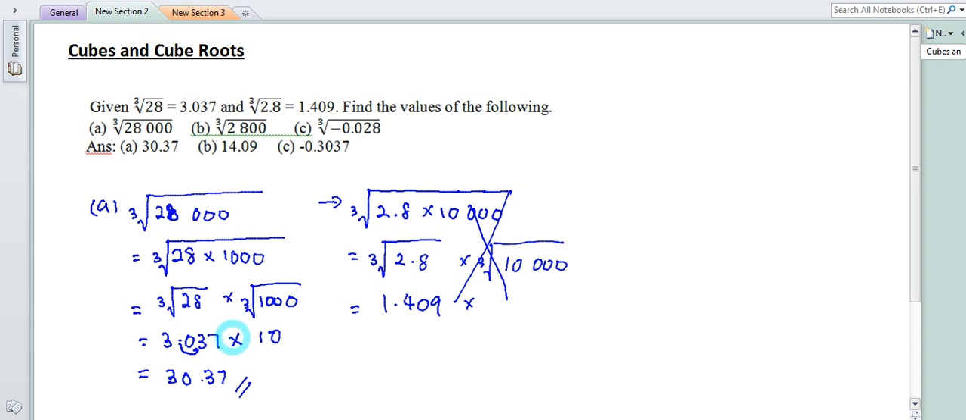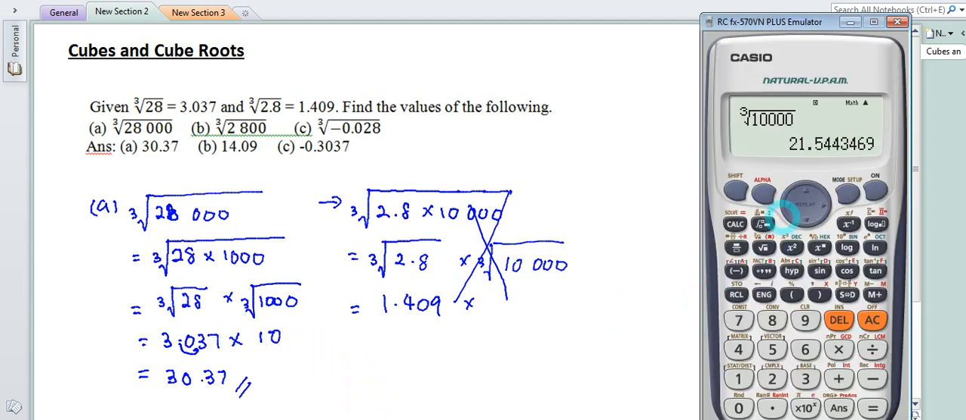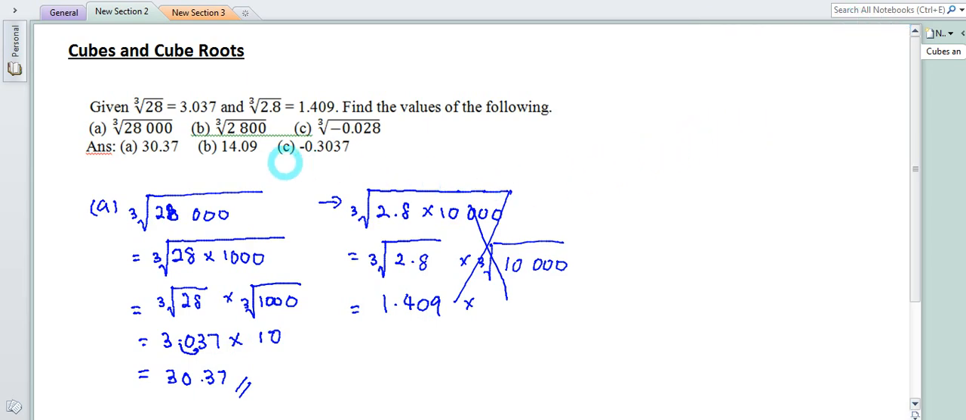If you want to check whether your answer is correct or not, you press the calculator. Cube root of 28000, you will get very near 30.365 here. So you can compare our answer with the calculator's answer. Should be very near. Okay, now I show you B.